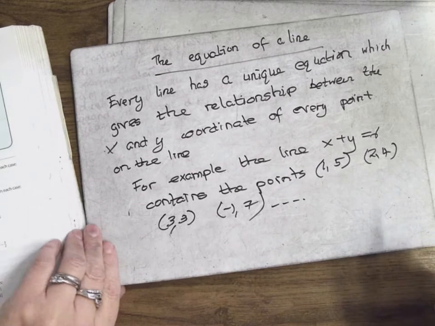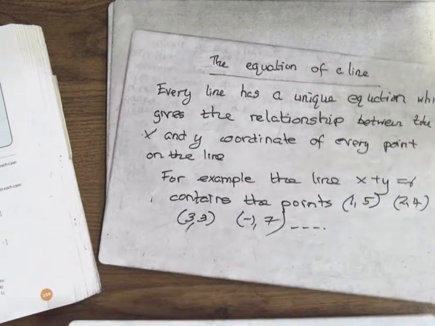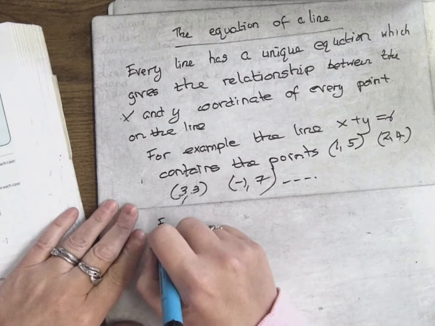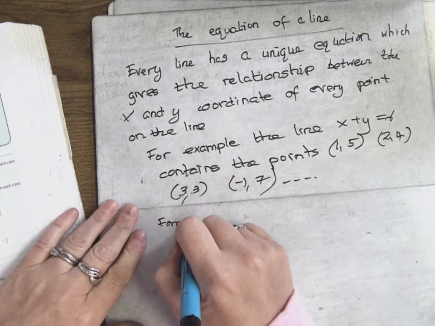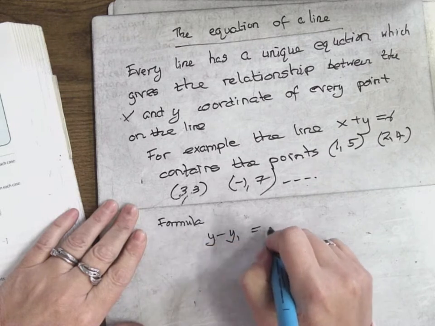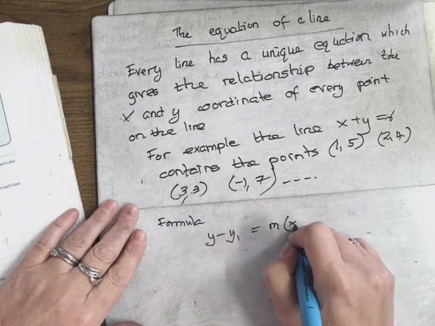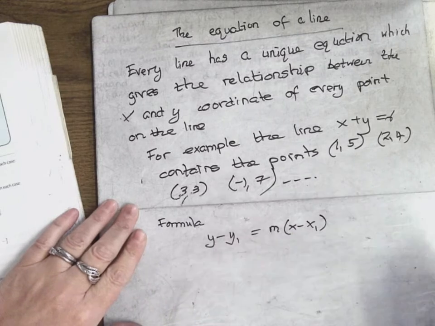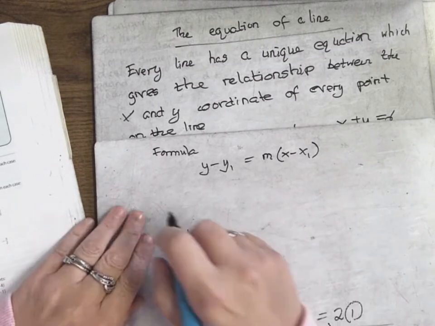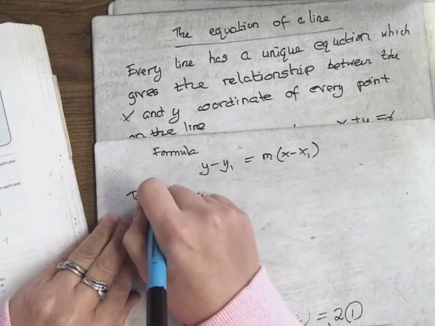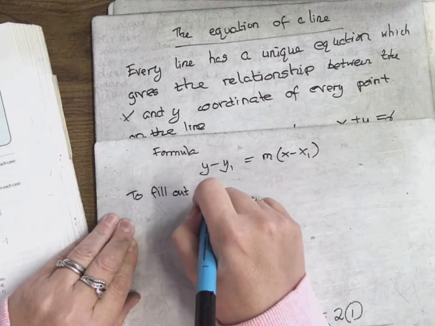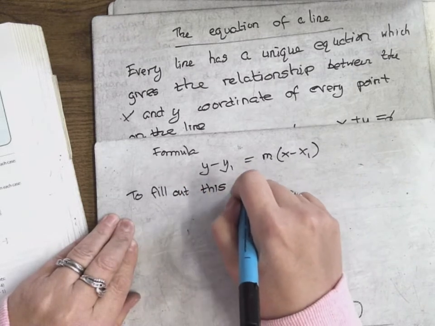Right, and there's a formula to get the equation of a line. The formula is in your log table, so you don't have to remember it. So the formula is y minus y1 equals m into x minus x1. So what we need to fill out this formula is two pieces of information.